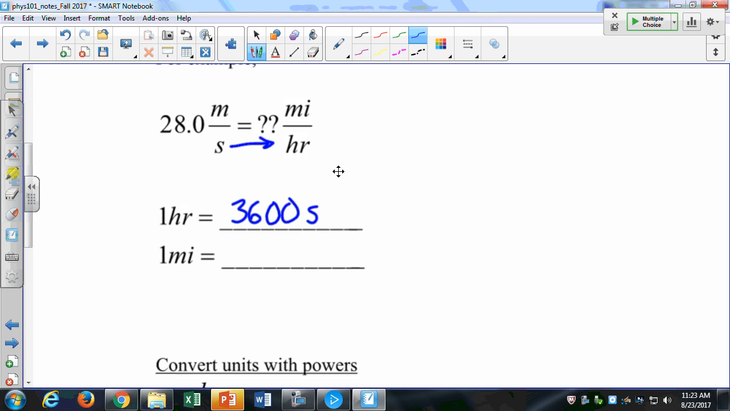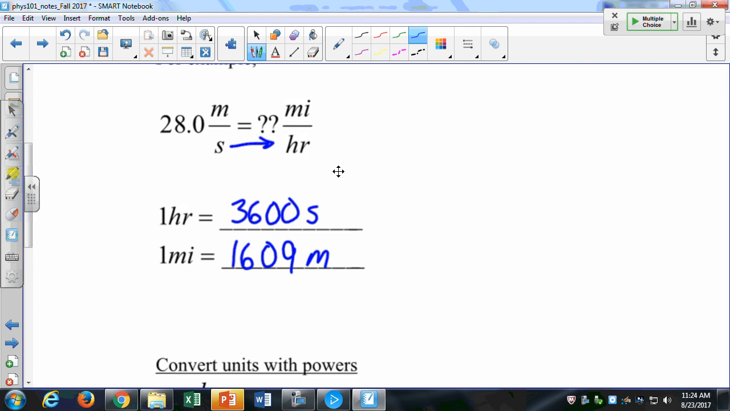And then 1 mile, does anybody know how many meters are in a mile? Let me think. How many meters are in a mile? I know if I go around the track, how many times around the track to get to a mile? I go 4 times. And that track is how many meters? It's a 400 meter track. So a mile is about 1,600 meters. It's actually 1,609 meters. Because it's not exactly 4 times around, it's like 4 times around and then a little extra. All right, so that's 1,609.